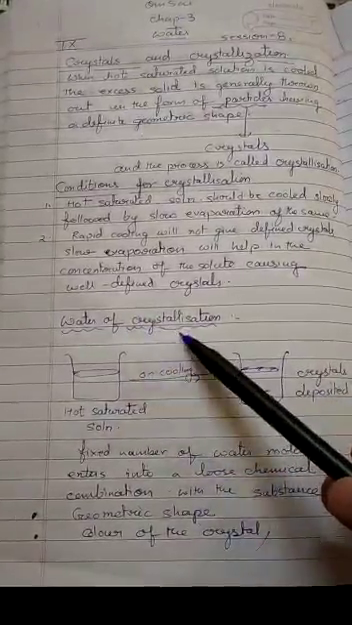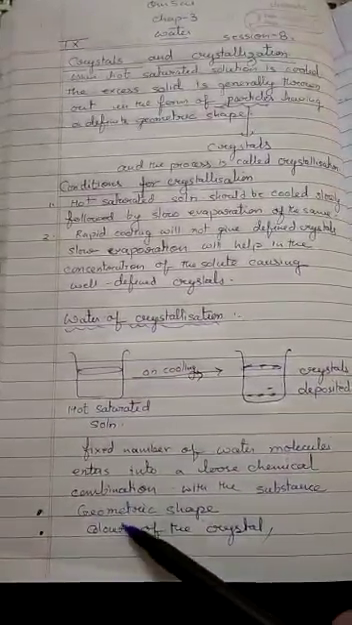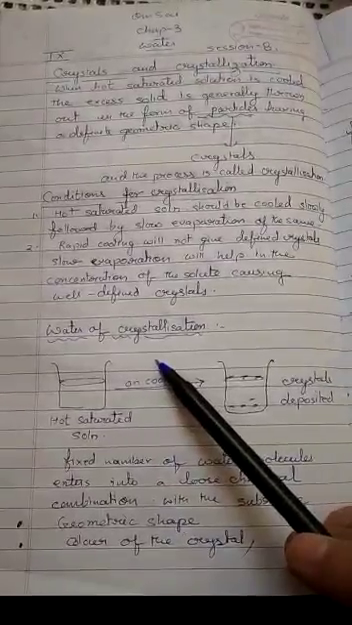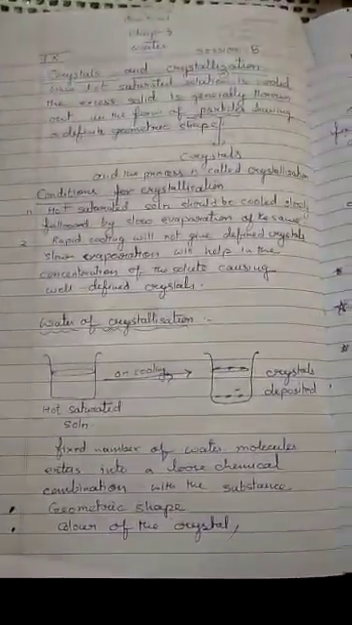Now this water of crystallization is responsible for the geometric shape of the crystal and the color of the crystal. The moment this water of crystallization is evaporated, the crystal will lose its geometric shape and its color also.